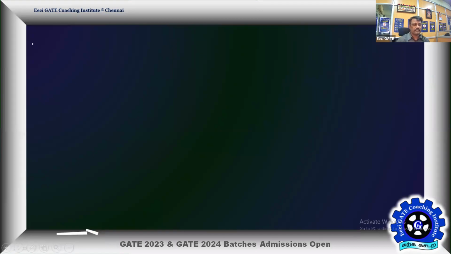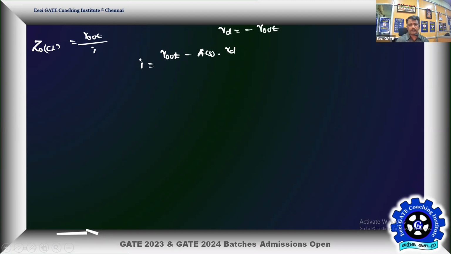So Z naught CL, shortly, is V out by I under the given condition. So what is I? I is equal to V out minus A of S into VD. What is VD now? We know VD is equal to minus V out, substitute that, divided by Z naught. As a result, you will get V out, that's a supply injected at the output terminal, V out.